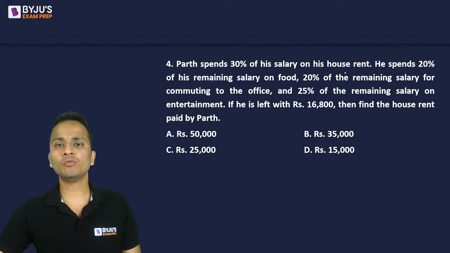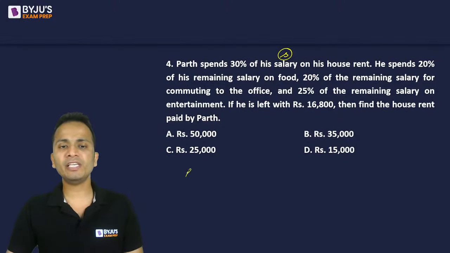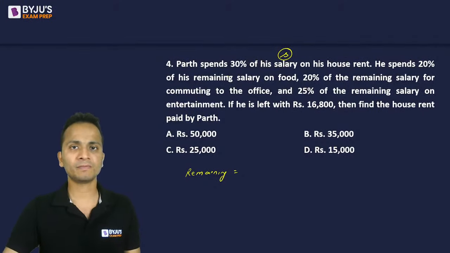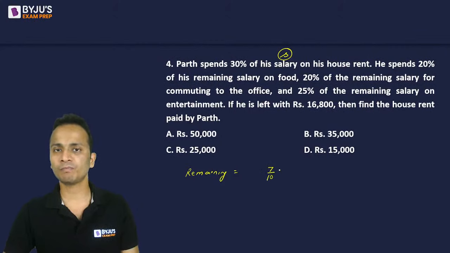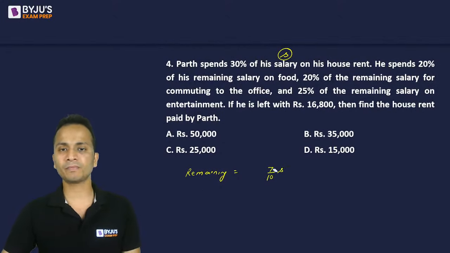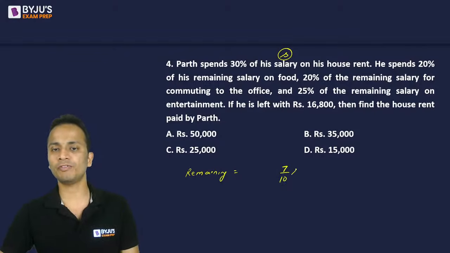Now I'll assume that the initial salary is S. Okay, initial salary is S. Now at every stage, I'll be calculating the remaining salary. So first step is 30% of the salary is spent on house rent. So if 30% is spent, then the remaining will be 70%. 70% in terms of fraction will be 7 by 10 of the original salary. All right. So 7 by 10 of the original salary is left after he has paid the rent. I'll write it again, 7 by 10 of the original salary.